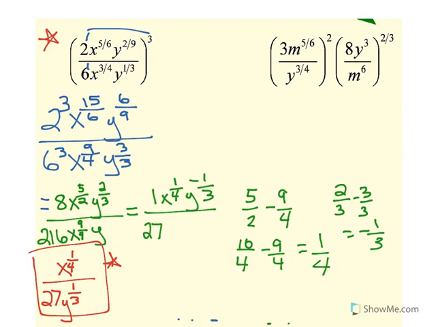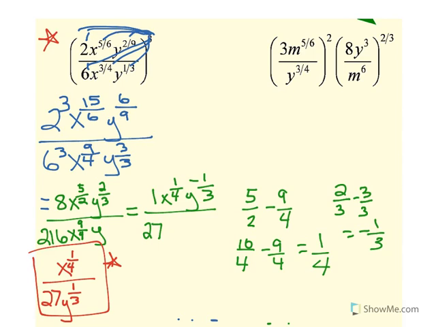If you did not, let's take a moment and look and see what happened. We distributed the 3, which became 2 to the 3rd power, times x to the 15/6 power, because numerator times numerator, y to the 6/9. Then I distributed the 3 to the 6, so it's 6 to the 3rd, x to the 9/4, and y to the 3/3. So that's my step in blue.